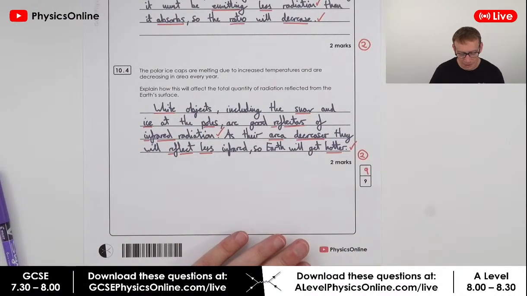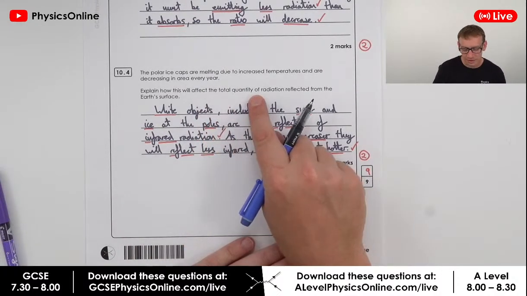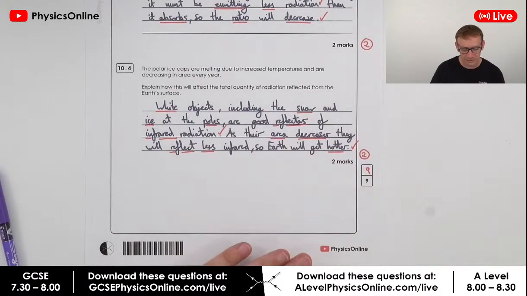The polar ice caps are melting due to increased temperatures and are decreasing in their area every year. Explain how this will affect the total quantity of radiation reflected from the Earth's surface.